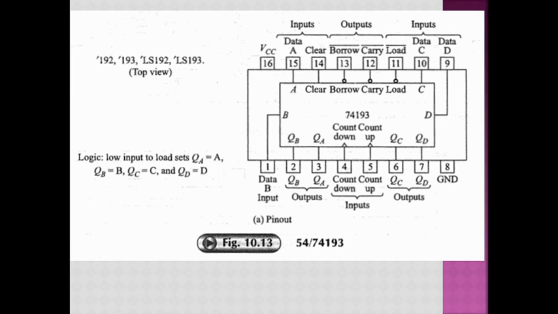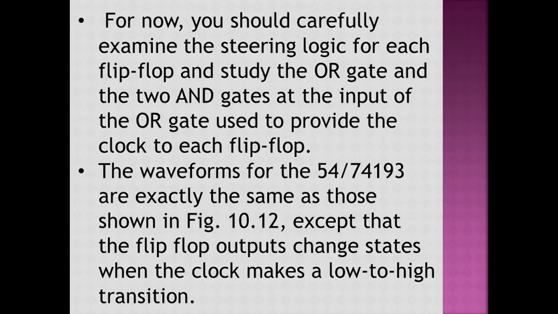Similarly, when the counter is operating in countdown mode, the borrow output is activated, and you can see that the 0, 0, 0, 0 to 1, 1, 1, 1 condition is going to be there. The next flip-flop is going to be borrowed. So when it is operating in countdown mode, the borrow output is important, and when it is operating in count up mode, the carry output is important. For now, you should carefully examine the steering logic for each flip-flop and study the OR gate and 2 AND gates at the input of the OR gate used to provide the clock to each flip-flop.